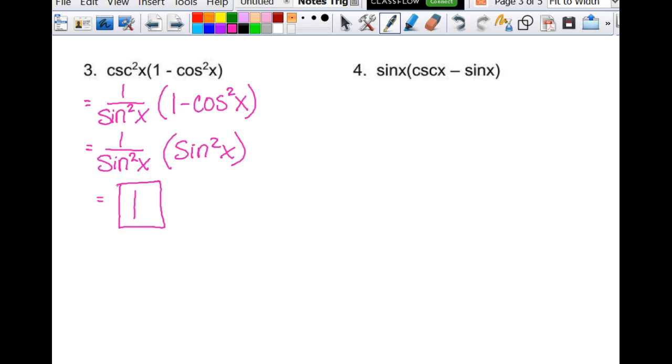When I initially did this problem, I had a couple extra steps. I distributed this in, and so I ended up with 1 over sine squared x, and then I got a common denominator, and then I ended up with 1, but it took me longer to get there. Could I have done some different things? Could I have made this 1 over secant squared x and then gone that way? Yes. There are some other things you could have done, but eventually you would end up with 1 even if it meant more steps. Does that make sense to you?